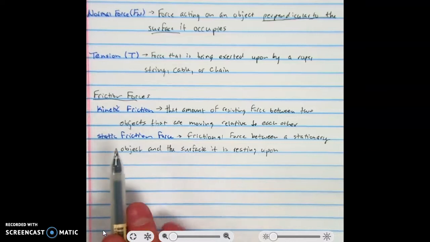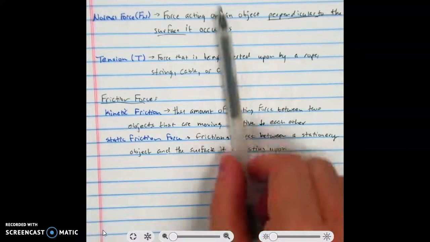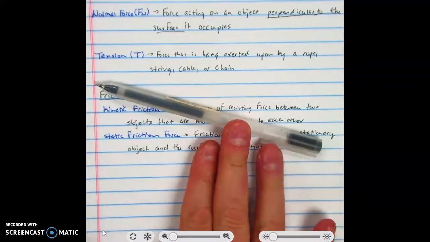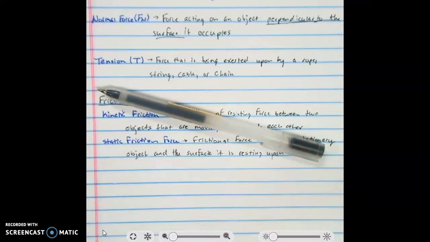Static friction would be like if you ever had those rubber phone cases and you try to slide your phone across the surface, and your phone is currently at rest. It's like this pen, it's currently at rest. I try to push it across the surface and I feel some resistance prior to it moving. That would be your static frictional force.